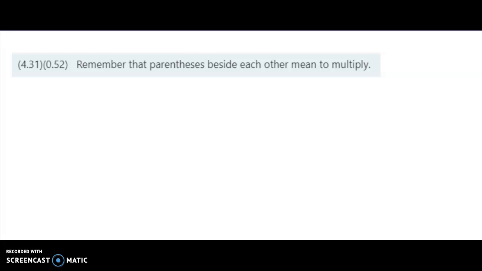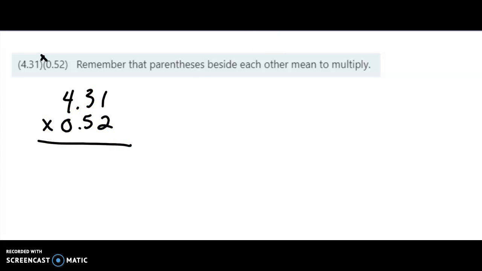All right, so let's do this problem. We have 4 and 31 hundredths, parenthesis, 0 and 52 hundredths. What does that mean? 4 and 31 hundredths times, that means times 52 hundredths. So let's do it. 4 and 31 hundredths times 52 hundredths.